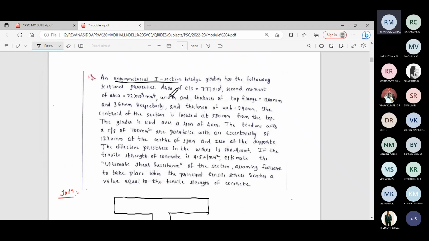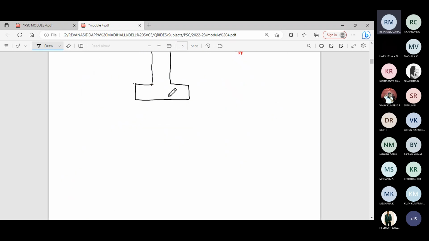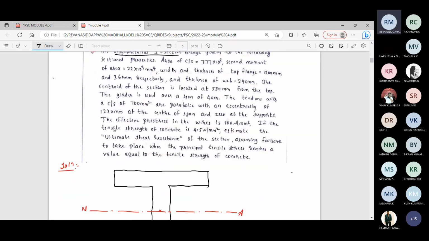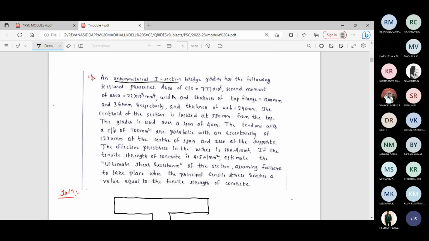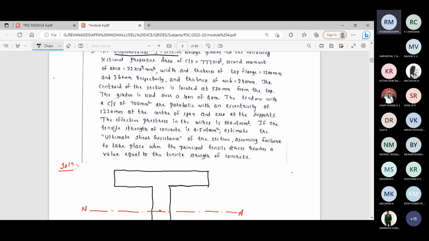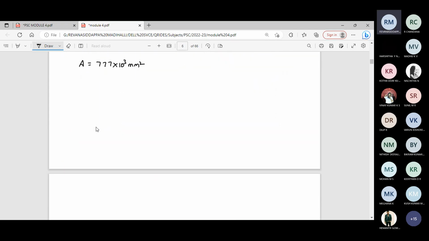The area of cross section is 777 into 10 power 3 mm square. A is equal to 777 into 10 power 3 mm square. Then the second moment of area, that is moment of inertia, is given as 22 into 10 power 9 mm to the power 4. Moment of inertia I is equal to 22 into 10 power 9 mm to the power 4.